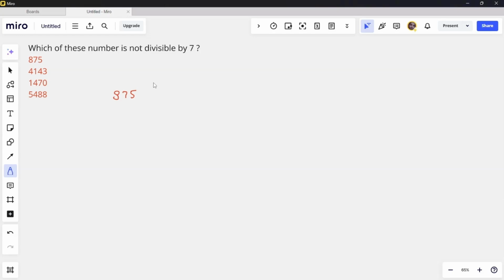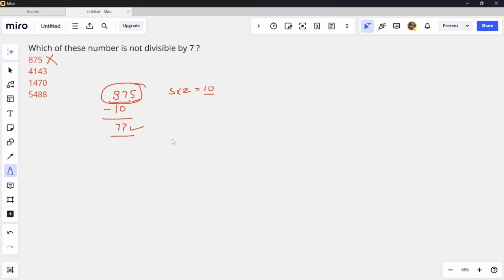8, 7, 5. Let me tell you the divisibility rule of 7. Suppose I want to check whether it is divisible by 7 or not. We will simply double the last digit of the number. So 5 into 2, the double of 5, is 10. Then I will subtract the doubled digit from the remaining digits. So 87 minus 10 becomes 77. As we know, 77 is a multiple of 7. It means it is completely divisible by 7. If this is divisible by 7, the whole number is divisible by 7. So this is not correct.